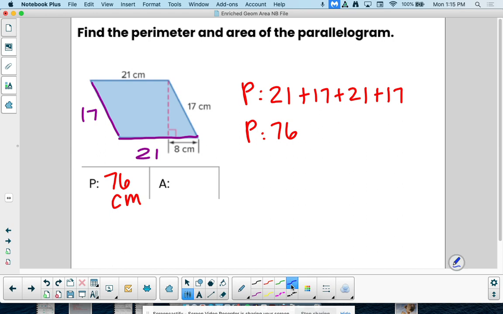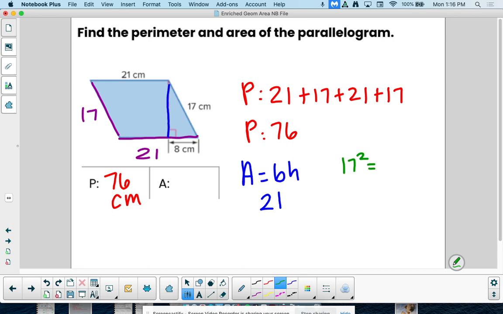Area, base times height. What's our base? 21's our base. What's our height? 17. Unfortunately, it's that vertical line that makes the right angle with 21, right? Do we know this? No, but can we find it? We gotta solve it. How? Just do the little Pythagorean theorem. Here we go.